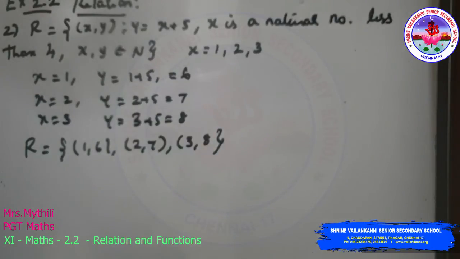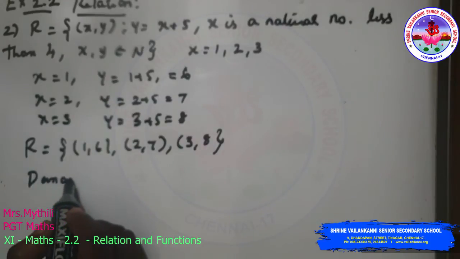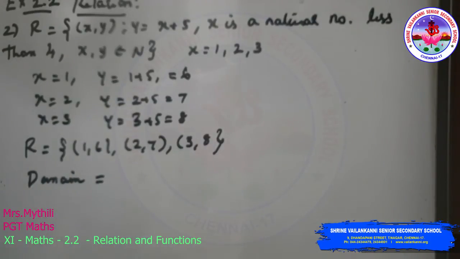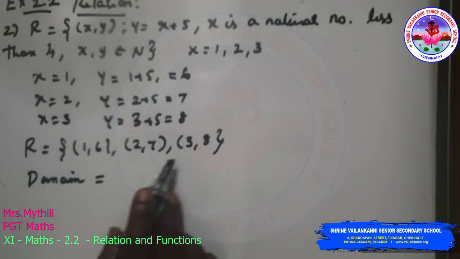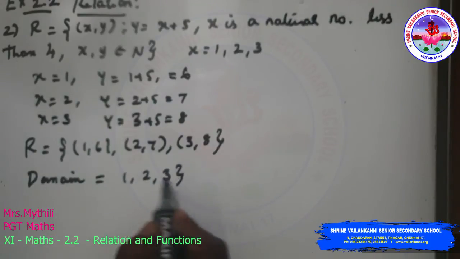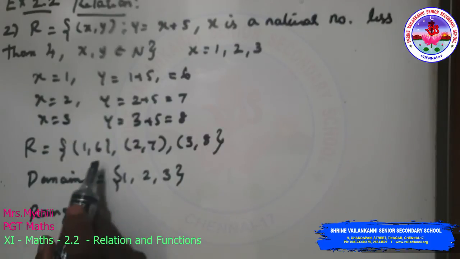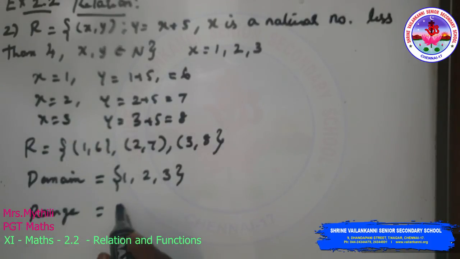Now we have to write what the domain and the range are. So the domain is the set of all first elements of the ordered pairs in the relation. So 1, 2, 3 is the domain, and the range is the set of all second elements in the relation: 6, 7, 8.